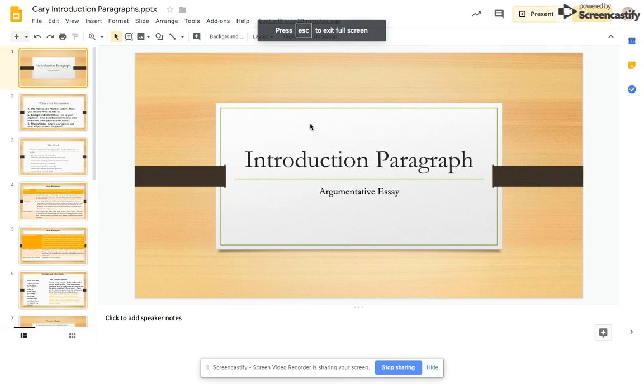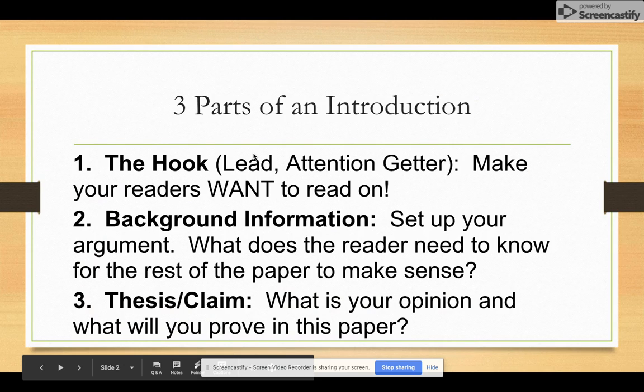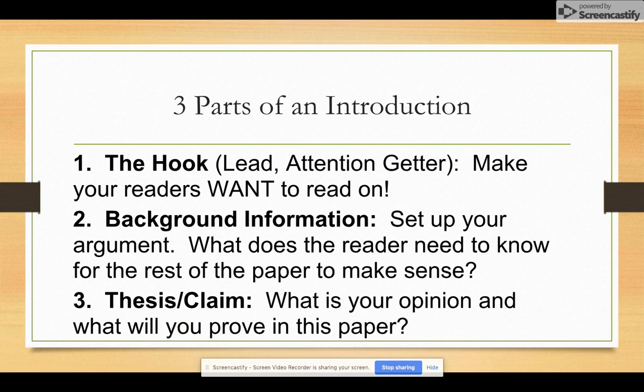All right, so now I'm going to go ahead and talk about the introduction paragraph and review that with you guys. So there are 3 parts. Just like with our research papers, there are 3 parts with an argumentative essay. The hook, some teachers call it the lead or attention getter, but this makes your reader want to read on, gets them hooked in. And then the background information, where you set up your argument. What does the reader need to know so that the rest of the paper makes sense? And your thesis claim. What is your opinion and what will you prove in this paper?